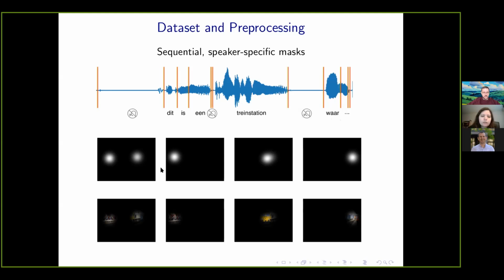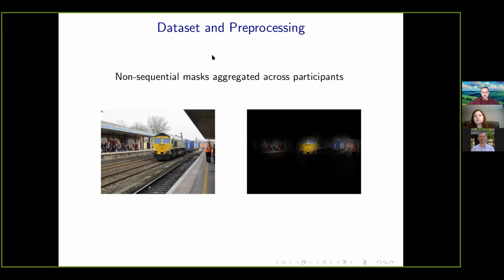And then we use these masks, and we mask the original image with these masks, ending up with a sequence of masked versions of the same original image. And then we use ResNet to obtain the features for each of these. So these were sequential speaker-specific masks, but we also had the non-sequential aggregated masks. This was the analogy to the saliency maps in computer vision. So it's just finding out the maps for every participant who talked about this image and combining all of these into a single static map.